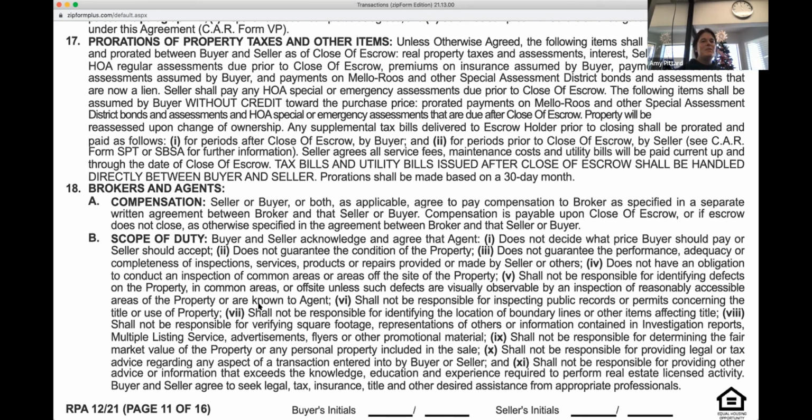Any questions about prorations of property taxes and other items? The good news is title and escrow take care of that. We don't have to do a whole lot. We just need to know the information and where to find it.